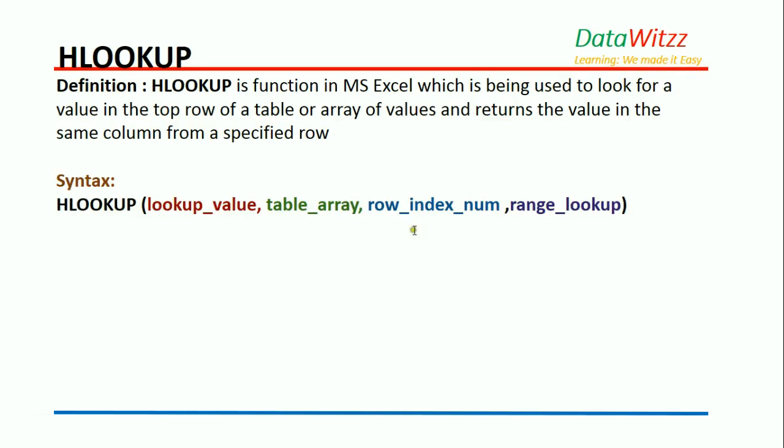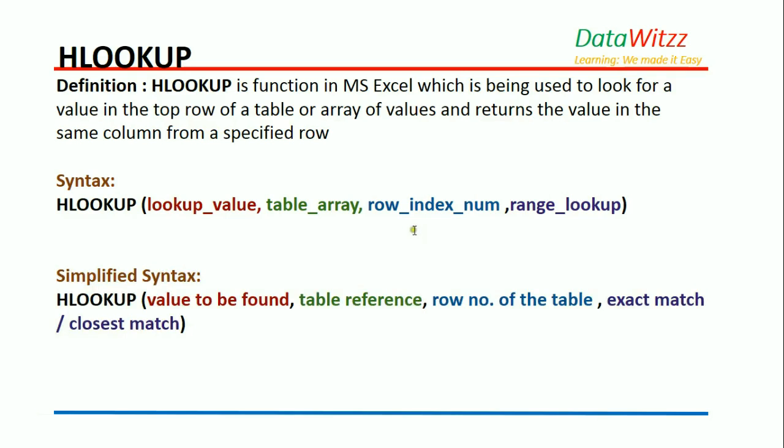Now, we will see the syntax. It says HLOOKUP bracket lookup value, table array, row index number, range lookup. If we simplify this, the syntax is HLOOKUP bracket value to be found, table reference, row number of the table, and exact match or closest match. HLOOKUP and VLOOKUP are similar, but in VLOOKUP we are finding the value vertically, while in HLOOKUP we are finding the value horizontally.